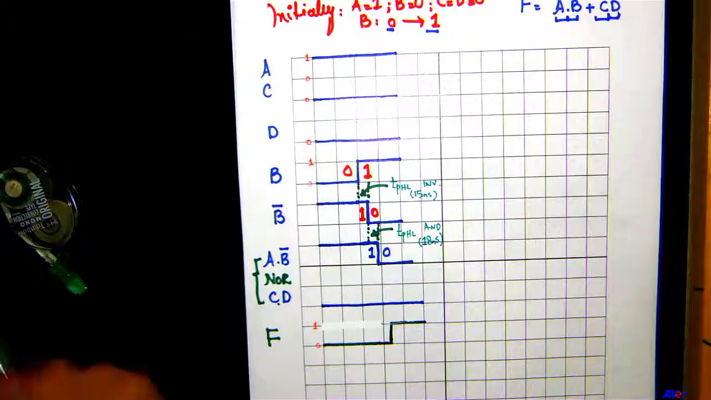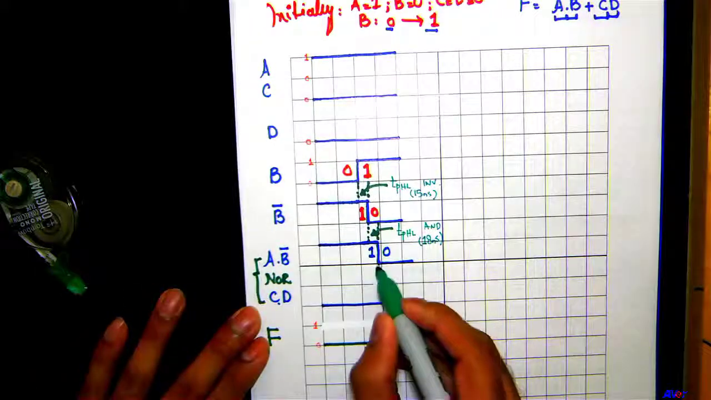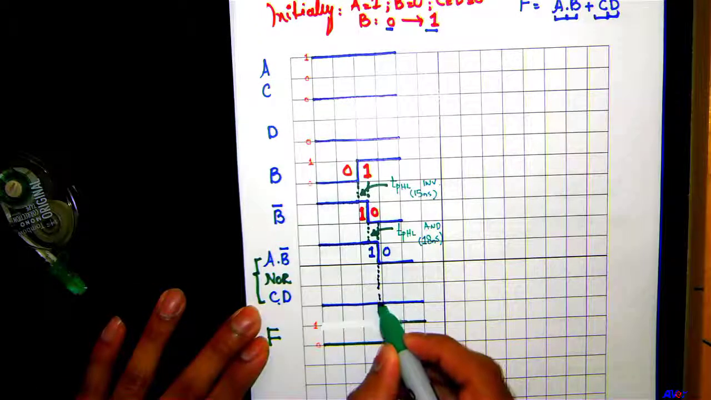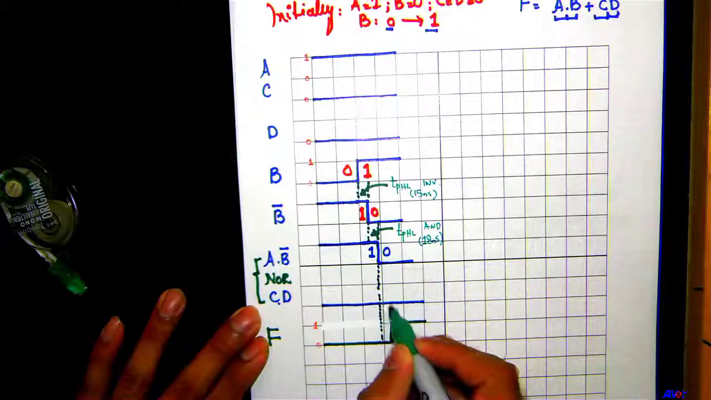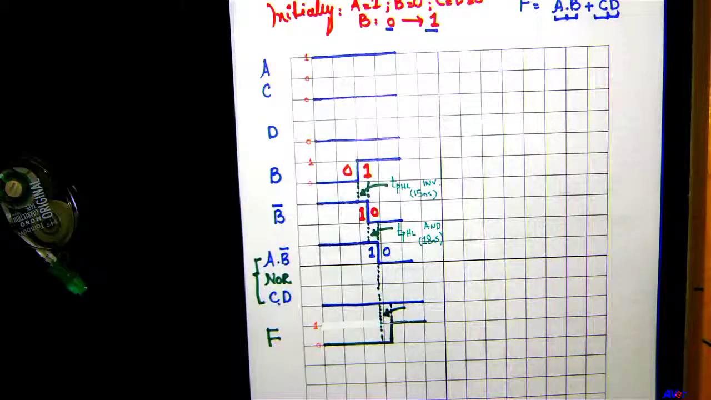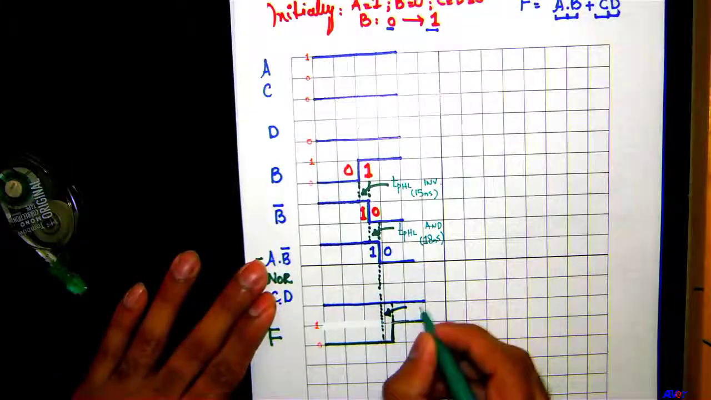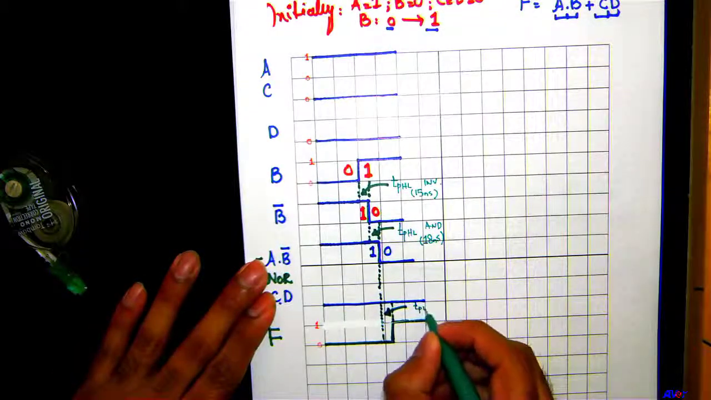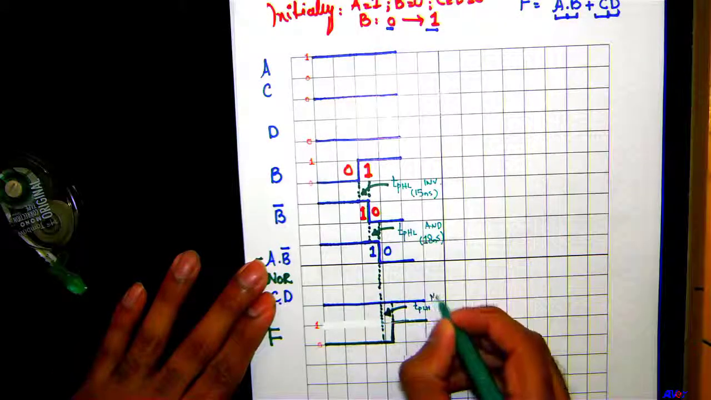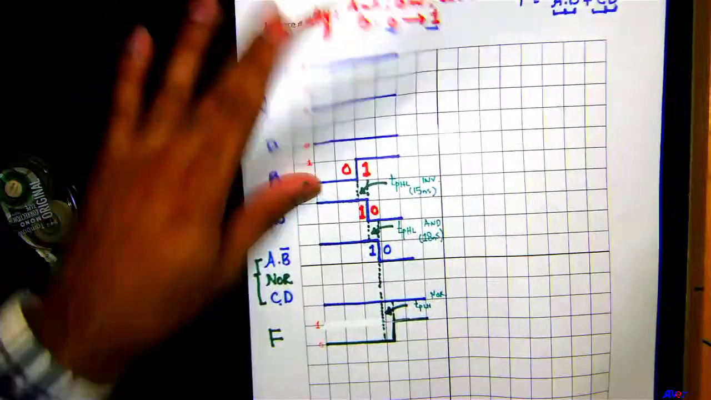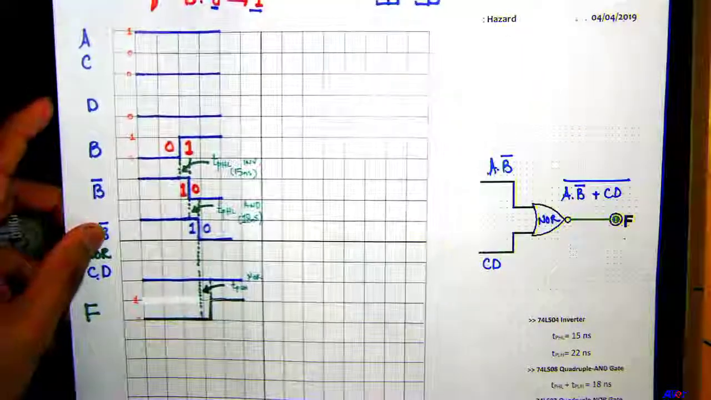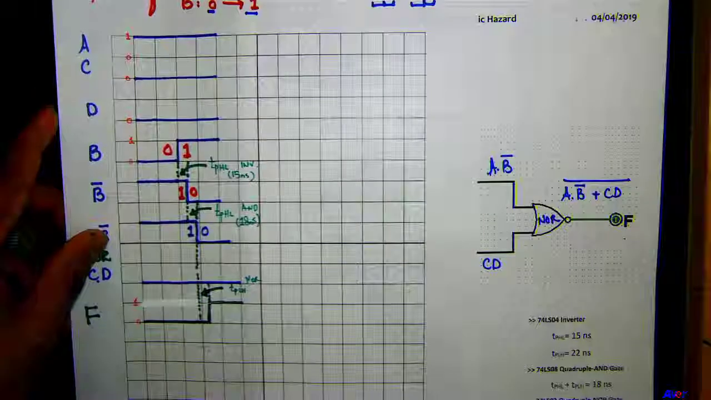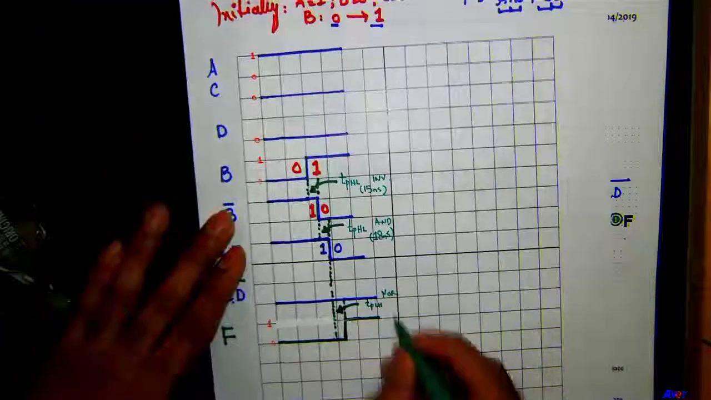Okay, and again, is this TPLH right here, because we are going from low to high, and this is for the NOR gate, and the delay was how much? 15 nanoseconds.